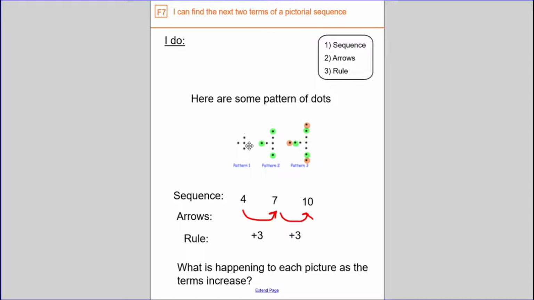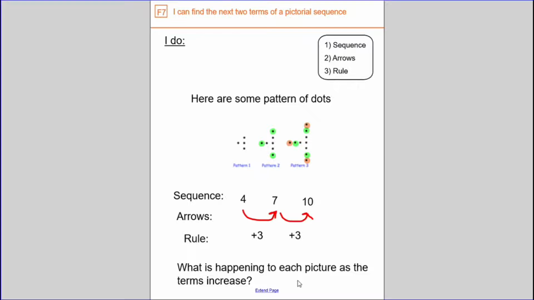and we've added 1 dot to the top, 1 to the side and 1 at the bottom. In pattern number 3, we used the pattern in the previous term, which was 7, and we added 1 to the top, 1 to the side and 1 on the bottom. And that is where the 3 came from that we are adding each time.